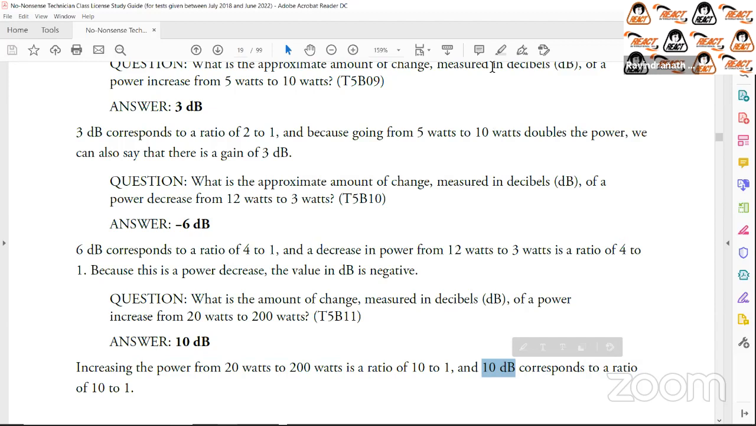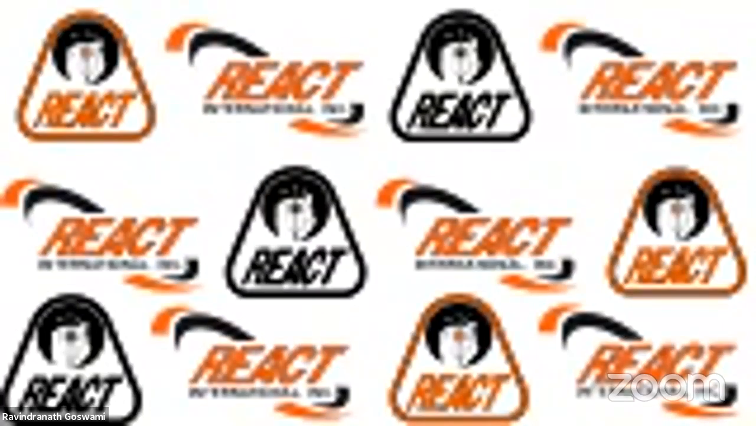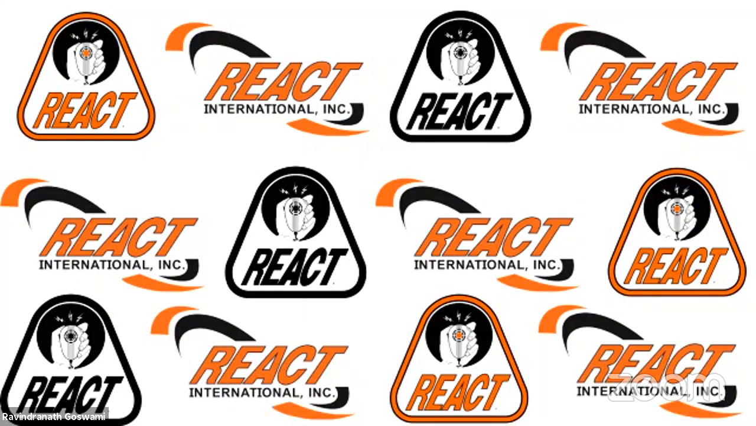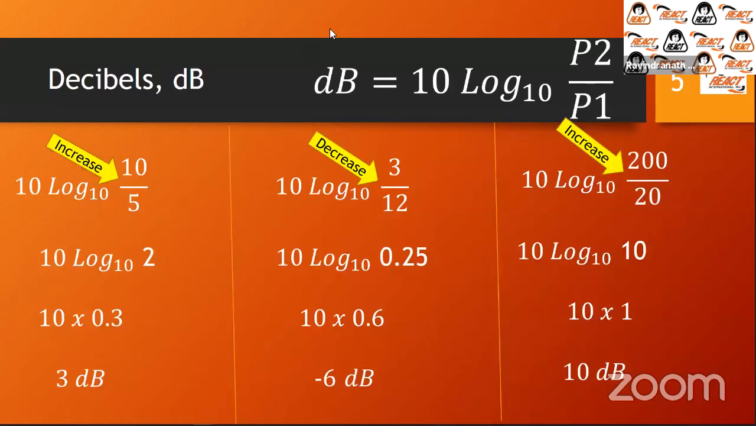So let's go back to the little formula so you can see how we got the 3 dB, how we got the minus 6 dB, and how we got the 10 dB, so that you at least see how it's calculated and constructed. Remember this formula here for decibel calculation, where we multiply 10 by the log of the second power over the first power, or P2 over P1.